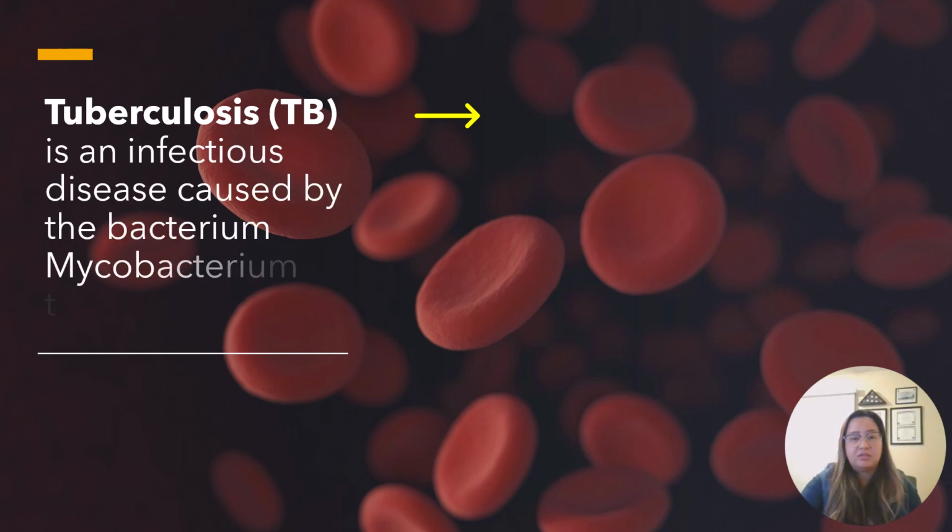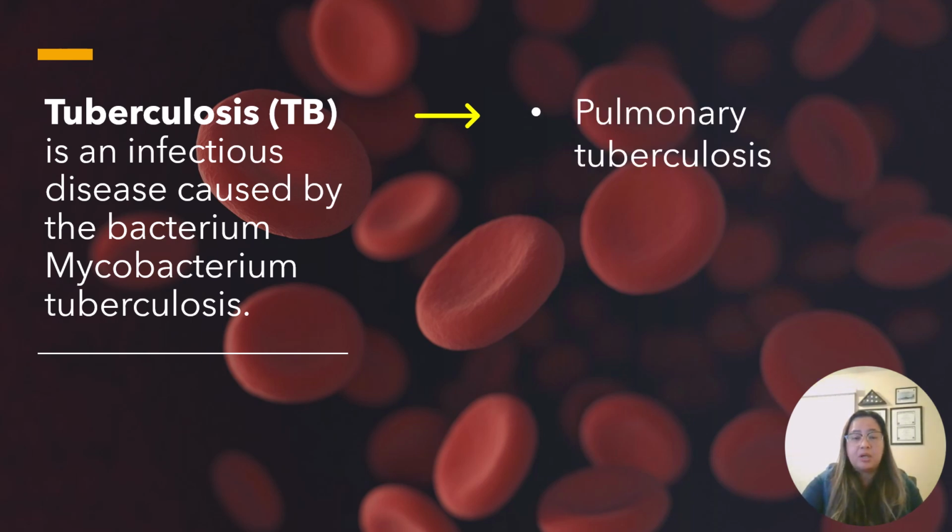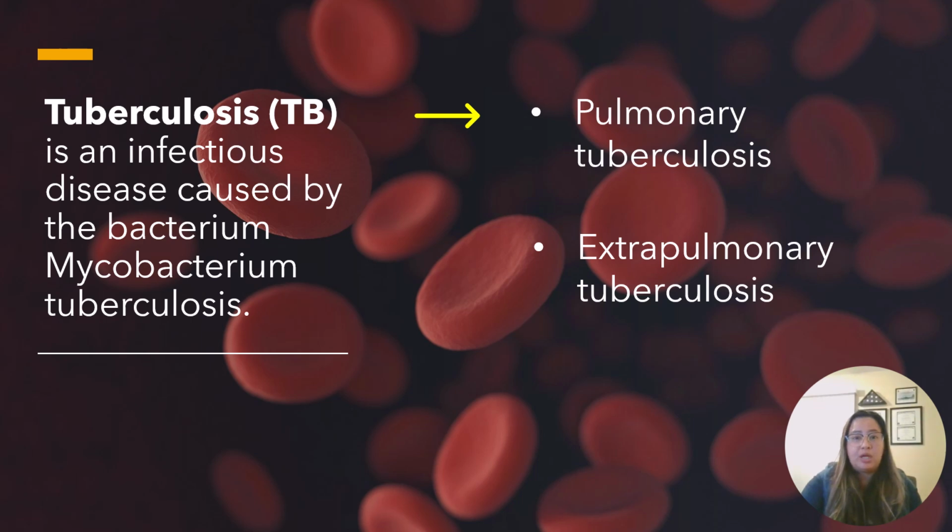Tuberculosis, or TB, is a contagious infectious disease caused primarily by the bacterium Mycobacterium tuberculosis. It is classified into two main types. The first is pulmonary tuberculosis, which affects the lungs, and it is the most common form. The second is extrapulmonary tuberculosis, which involves other organs or tissues in the body, such as the kidneys, spine, bones, lymph nodes, or the brain.